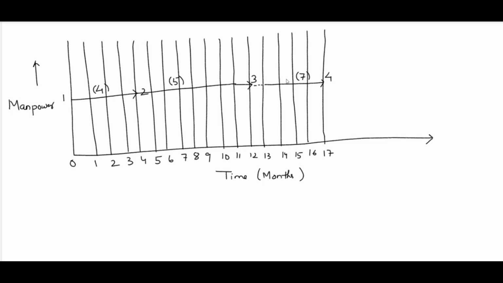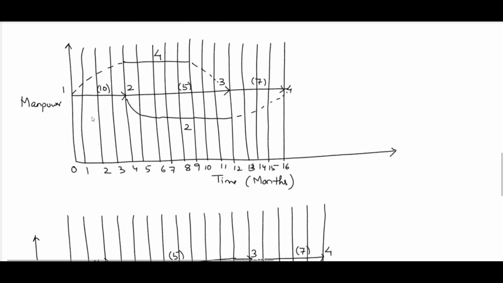I have reduced the duration because, in the previous steps, if we calculate the manpower requirement month by month, you can see that for the first month manpower is 10, for the second month manpower 10, for the third month manpower 10, for the fourth month manpower 10.